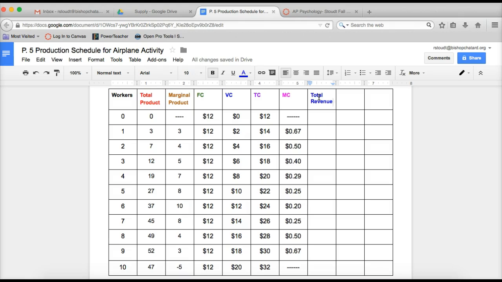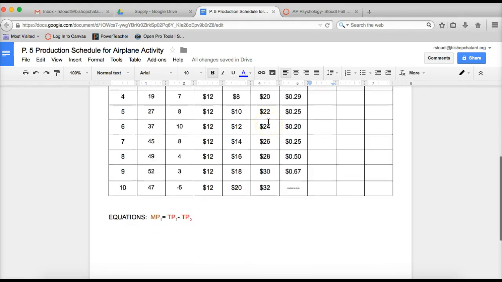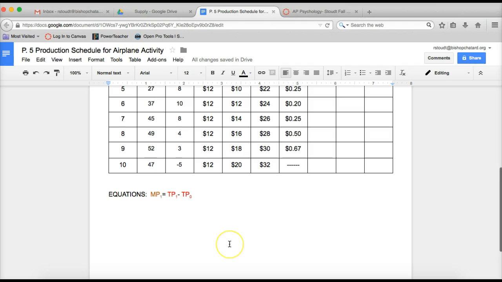So what we are going to do is take total revenue, and at the very bottom here where it says equations, I'm going to make this nice and big for you to be able to read it. Total revenue, we are going to say, is the price of the product times total product. And I want you to put a little asterisk next to the price so that you remember this. You can write it down. Mrs. Stout will always give the price. I will always give the price to you.